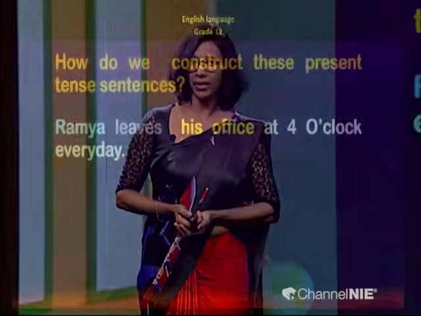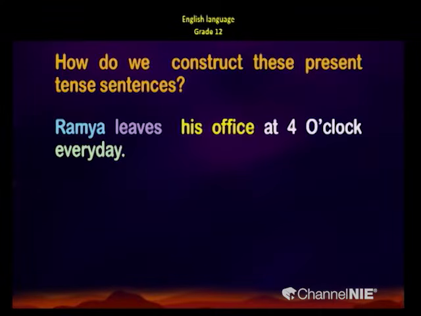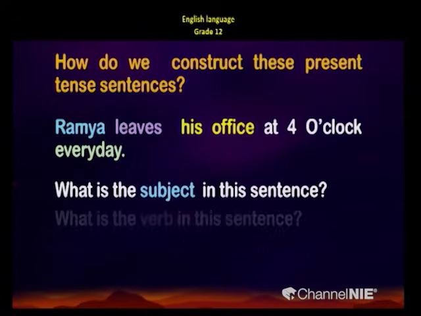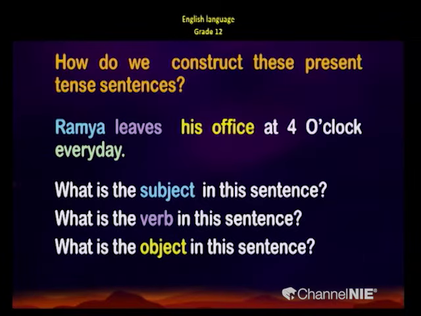How do we construct these present tense sentences? After that I'll be moving on to the negative form. Ramya leaves his office at 4 o'clock every day. I have put the verb in purple color, so you can easily find the verb in that sentence as leaves. Let's see what the verb is in the next sentence. What is the verb in this sentence? What is the object in this sentence? The next slide will show you all these things.